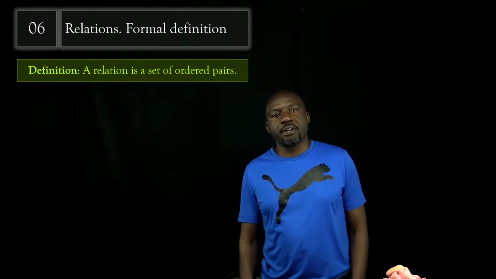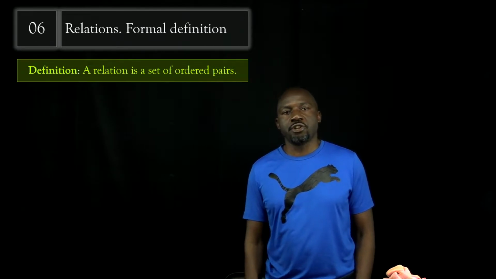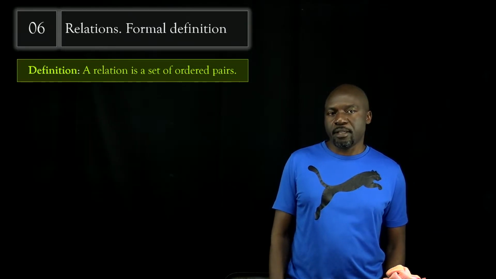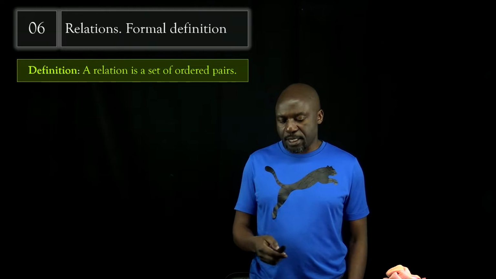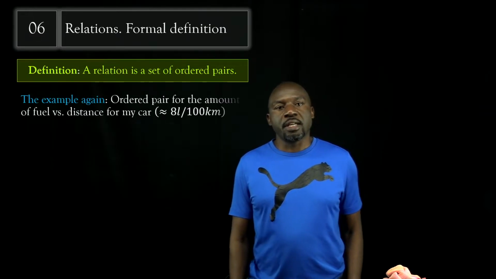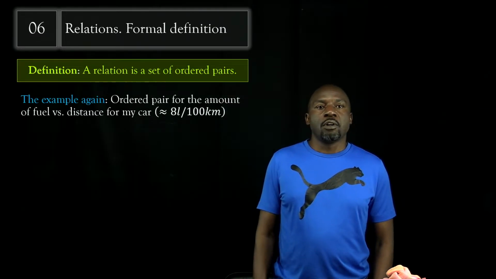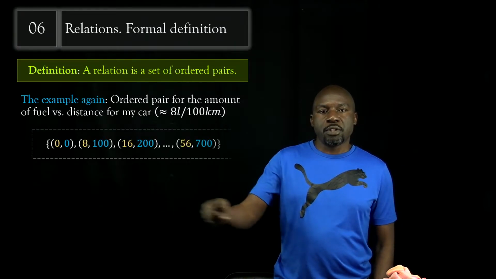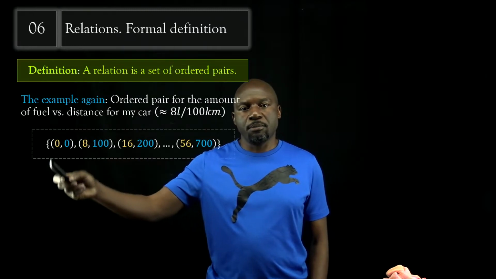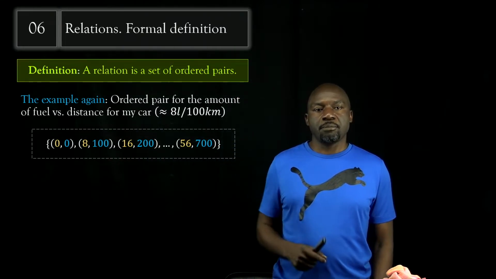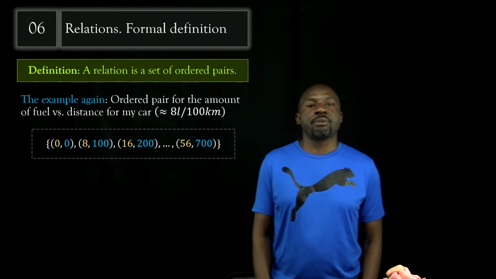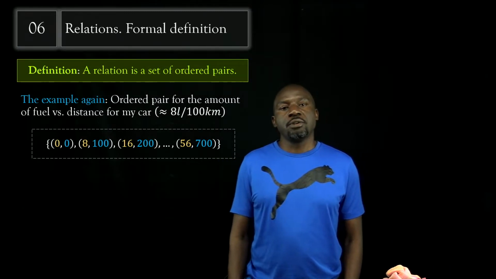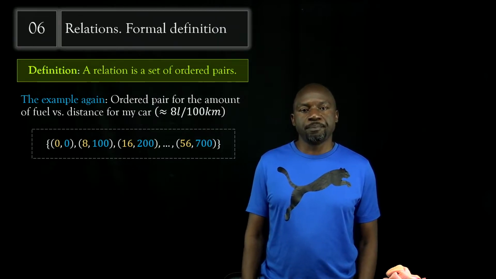So now we can define a relation. In short, a relation is a set of ordered pairs. We define a relation as a set of ordered pairs. So the example that we looked at earlier of the car consuming 8 liters for every 100 kilometers, if we put this here, what you see in the dotted box is an example of a relation. Okay, it helps us understand the relationship between the amount of fuel being used and the distance being covered.